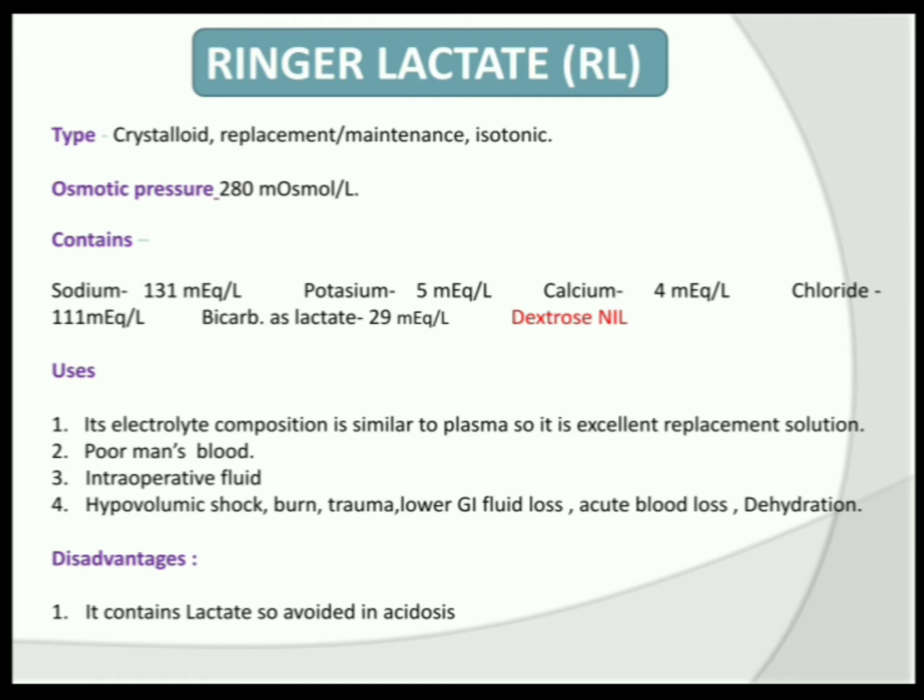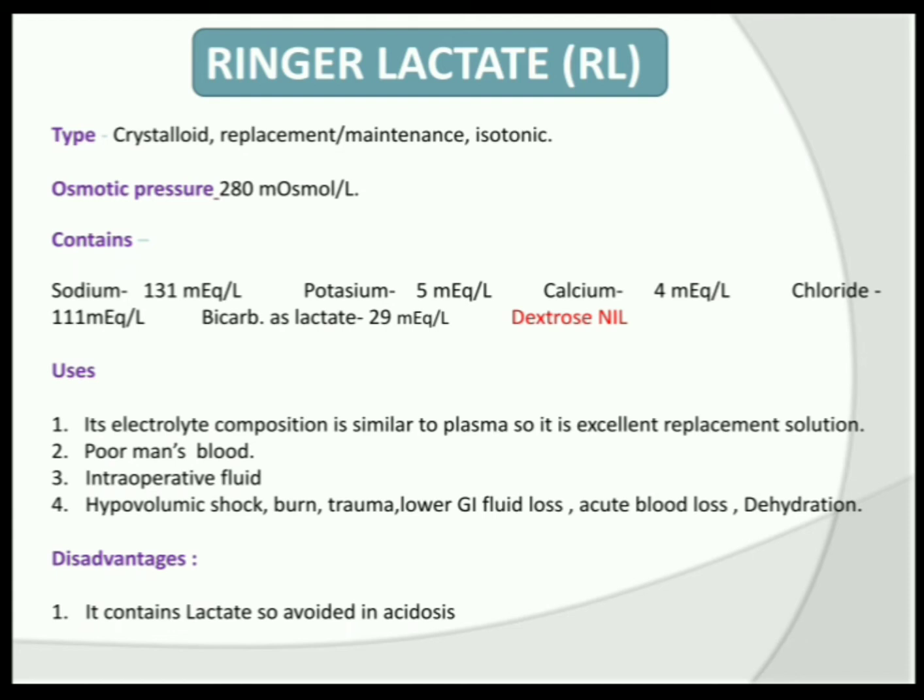Our first crystalloid is ringer lactate. Ringer lactate is very commonly used in our day-to-day practice. It is a crystalloid, a replacement maintenance type of crystalloid. It is isotonic in nature. Its osmotic pressure is 280 milliosmol per liter. It has sodium, potassium, calcium, chloride, and bicarb as lactate. Ringer lactate does not contain any dextrose.